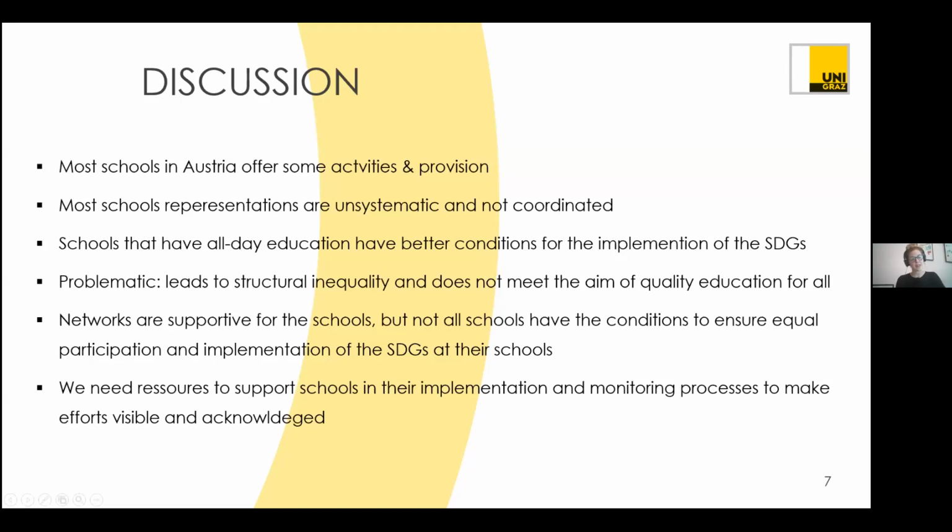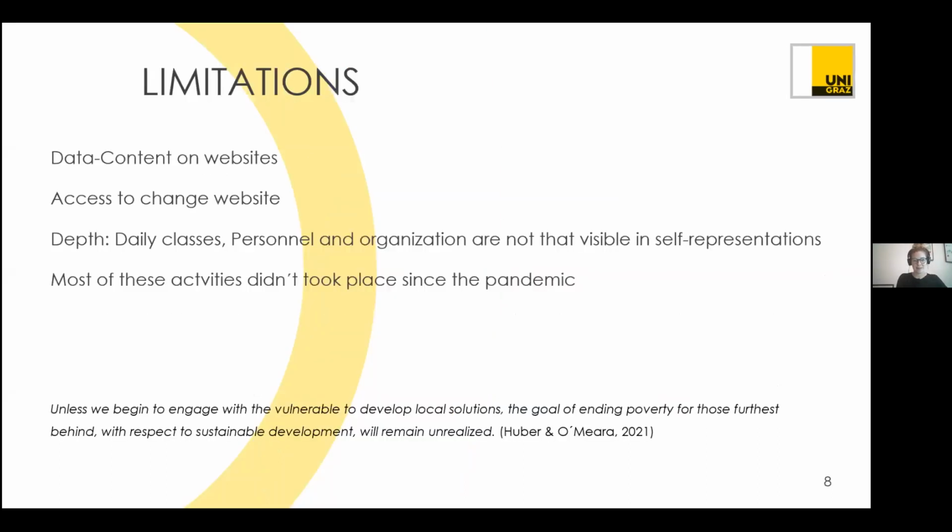And then we also found out that networks are supportive for schools for implementing the SDGs, but also not all schools have the conditions to ensure equal participation and implementation of the SDGs at their schools. And in the end, we can say we also need resources to support schools in the implementation process, but also we need a monitoring process to make efforts visible and acknowledged. And before you are able to mention it, I will do it.